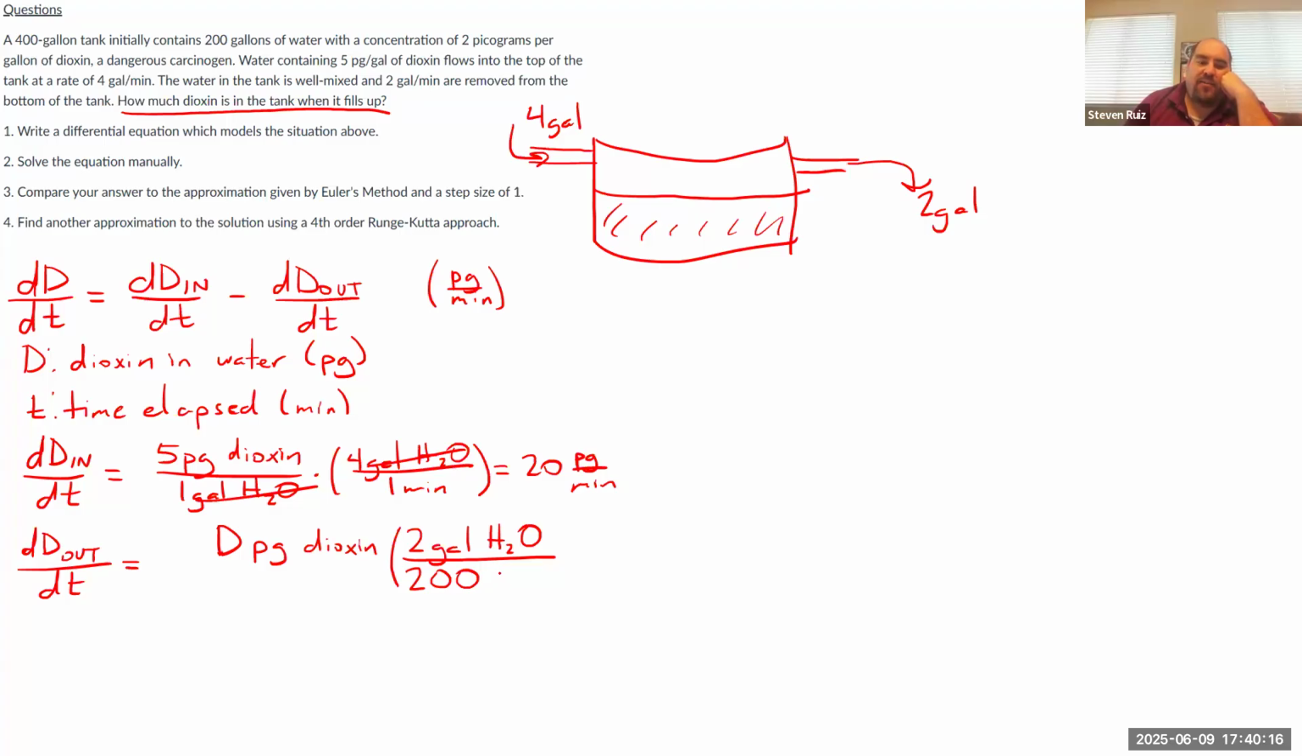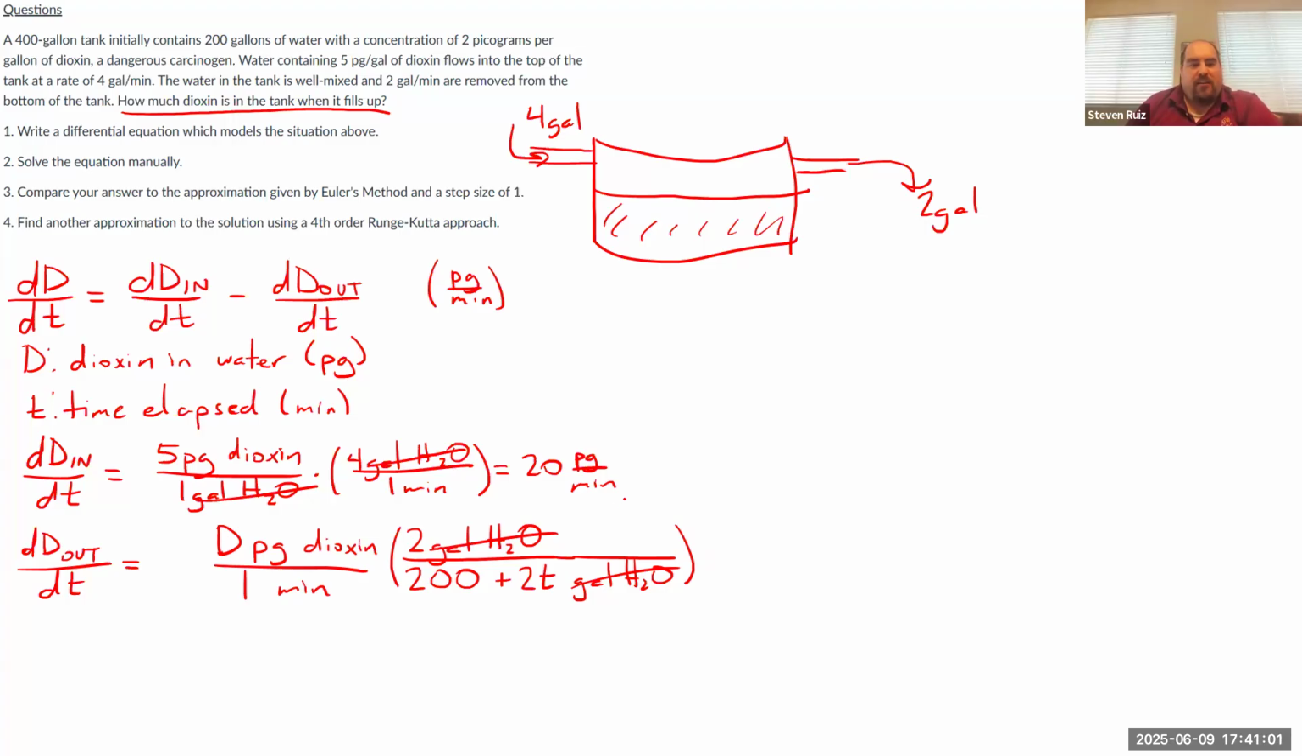So because of that, I think this denominator here is something that grows by 2 gallons every minute. So plus 2t gallons of H2O. Oh yeah, this will be per minute. Yeah, per 1 minute. Okay, so again, these units all wash out. So picograms per minute is what I'm trying to control for.